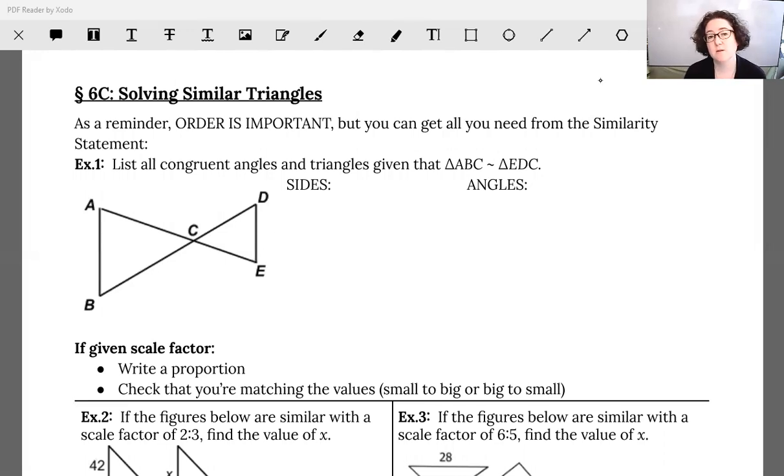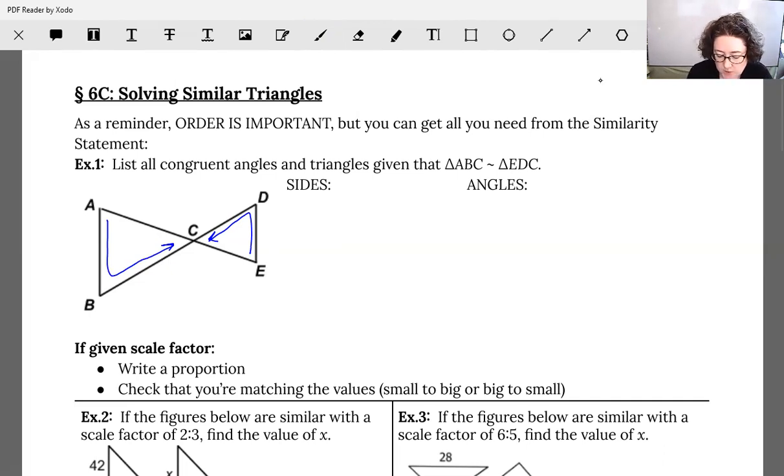If we're looking at triangle ABC, I want to think of tracing through A to B to C, and then triangle EDC, again starting from E to D to C. So you'll notice these triangles are actually twisted around and technically reflected from each other. So multiple things going on here. Sides are not congruent, because we have similar triangles, so they are proportional.